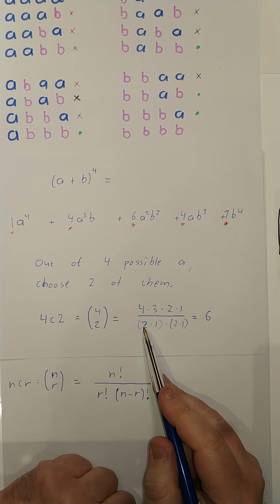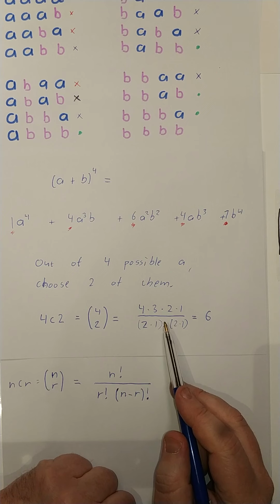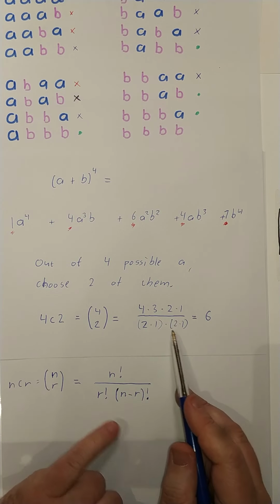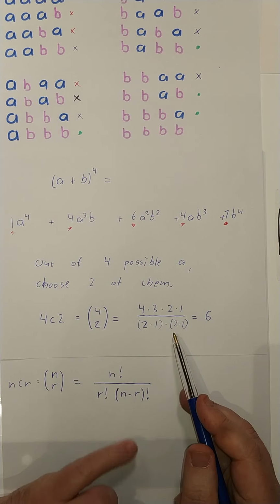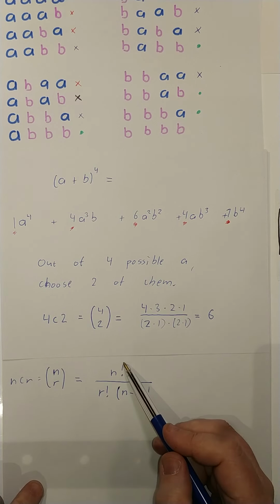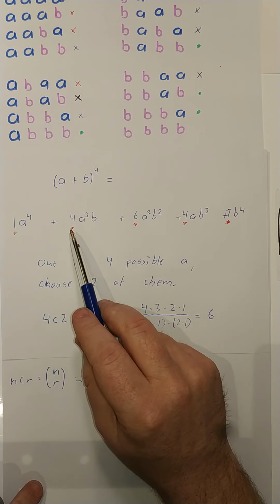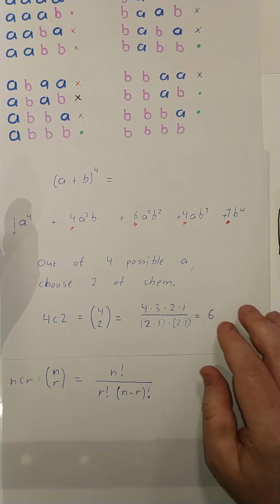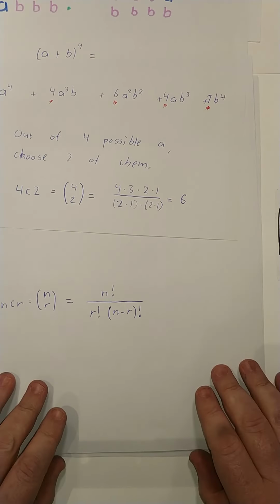And the reason here we got 2 times 1 and 2 times 1 is, of course, that here it's r factorial, so it's 2. And here it's n minus r, that is 4 minus 2, but that's 2 as well. So this formula will give you each and every one of the coefficients there, which is handy.